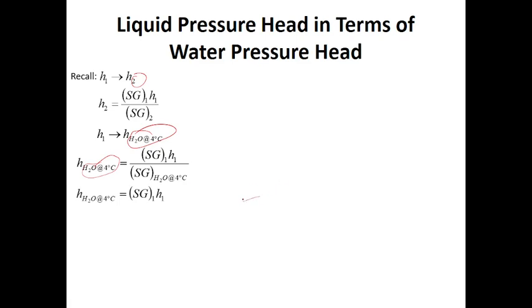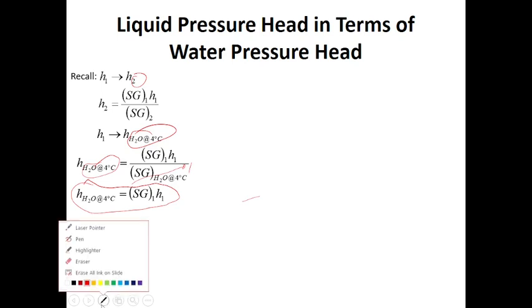Now, SG of water at 4 degrees Celsius is 1. So therefore, this will now be simplified: the height of water at 4 degrees Celsius is simply the specific gravity of a certain substance times the height of that liquid. So that's the simple formula. You just multiply the specific gravity of a substance to its height, and that will now be converted to the height of water at 4 degrees Celsius.